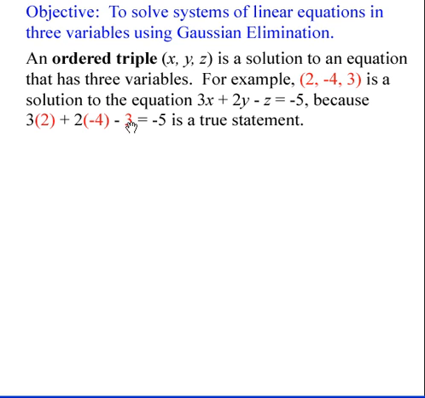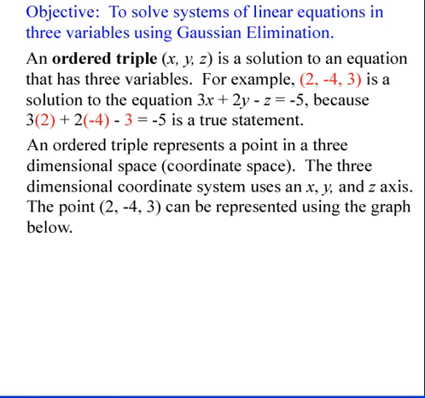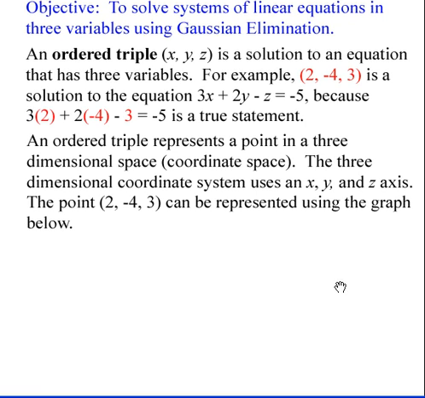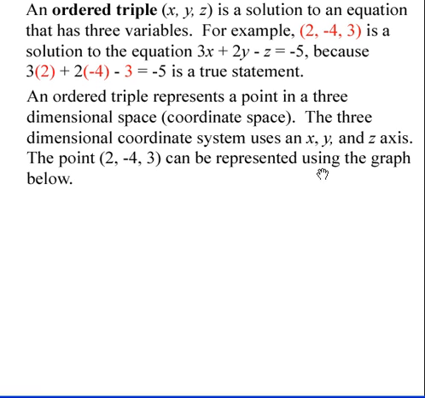Now, for three equations, three variables, of course, that solution would have to make all three of the equations true. But an ordered triple, remember, is going to be a point in three-dimensional space. And in three-dimensional space, we use three axes. There's the x-axis, the y-axis, and the z-axis.